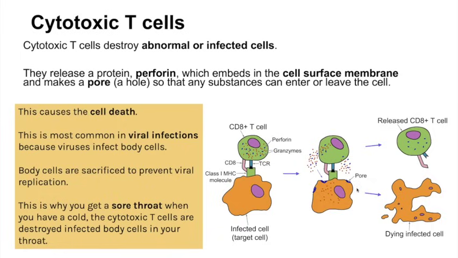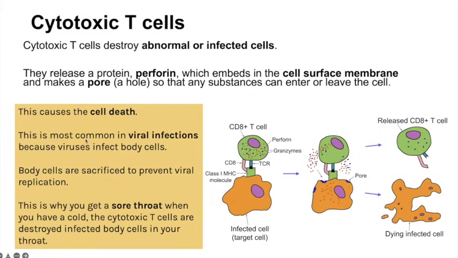And what those cytotoxic T cells do is destroy the abnormal or infected cells that have the antigen on their surface. And they do this by releasing a protein called perforin, which embeds in the cell surface membrane to make a hole or a pore, so that any substance can now enter or leave the cell. Now, this causes death because you can have lots of water move in and therefore the cell will burst, or you could have lots of water moving out and therefore the cell will actually shrivel up and die.